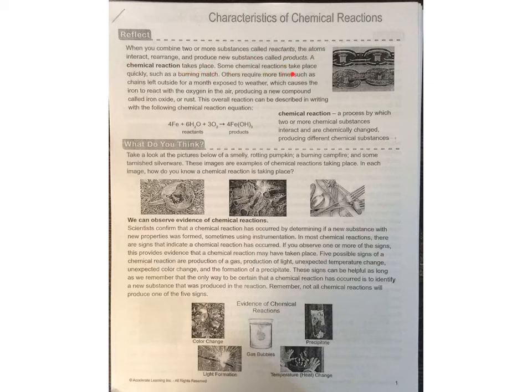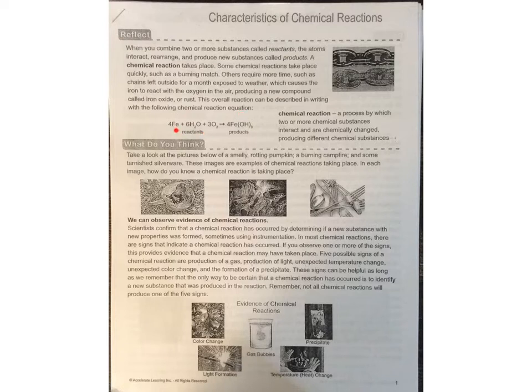Some chemical reactions take place quickly, such as a burning match. Others require more time, such as chains left outside for a month exposed to weather, which causes the iron to react with the oxygen in the air, producing a new compound called iron oxide or rust. This overall reaction can be described in writing with the following chemical reaction equation.